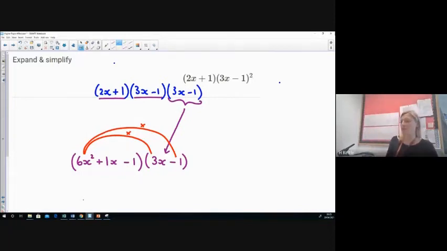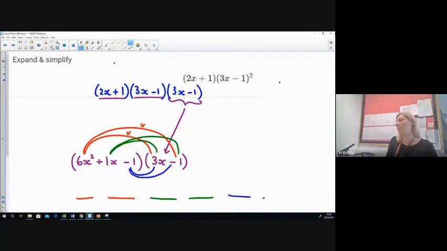So that's going to be my red ones. So I'll have 2 terms from that. Then I'm going to do 1x, or x, times 3x and x times minus 1. They're going to be my green ones. And then I'm going to do minus 1 times 3x and minus 1 times minus 1. And they're going to be my blue terms. So I'm going to end up with 6 terms here altogether.